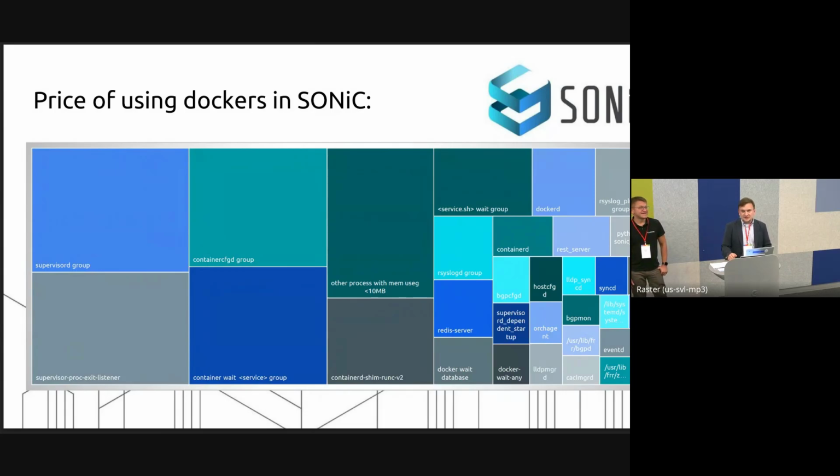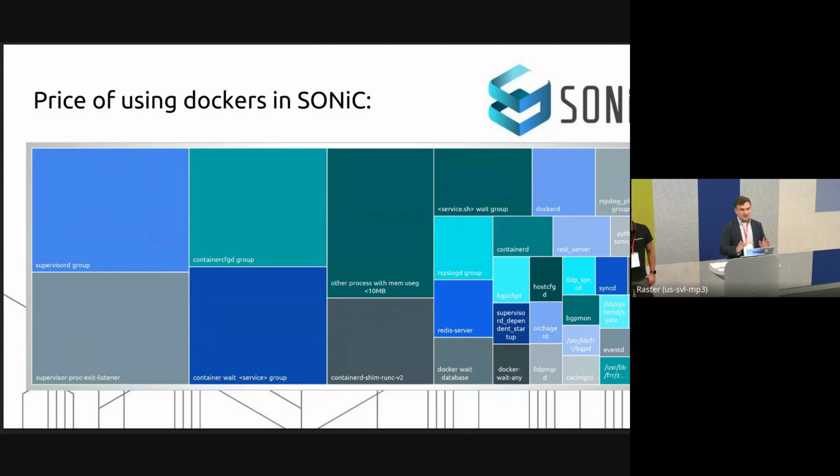So it just booted, and it's a snapshot of the processes. As you can see on the left side, the so-called supervisor group, container CFG group, supervisor X, process X, exit listener, container wait. So this is the part of the infra that is checking and making the system stick together, and it consumes up to 40% of all memory in runtime when you just start without any configuration.